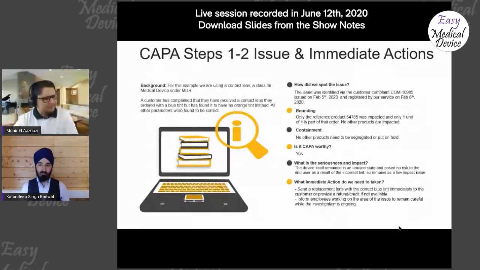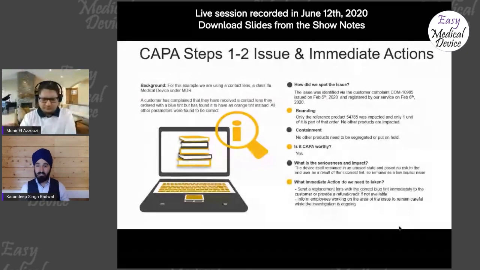So we call this CAPA step 1 and 2. So that diagram that we showed earlier, identify the issue and getting your team together, that is what we have here in front of us. So just a bit of background of what the hypothetical scenario actually is. For this example, we're using a contact lens. A contact lens is currently a Class 2A medical device under MDR. So we have just received a customer complaint.